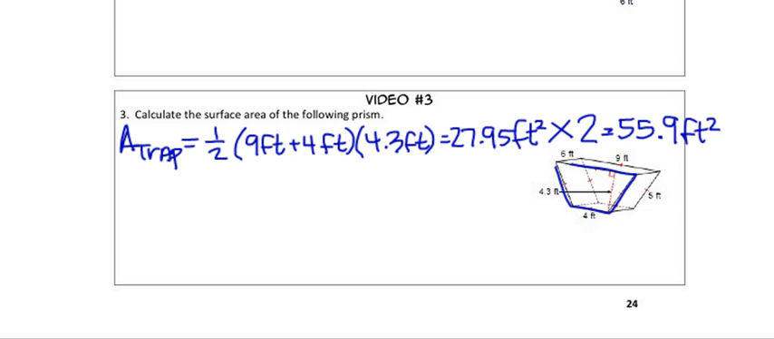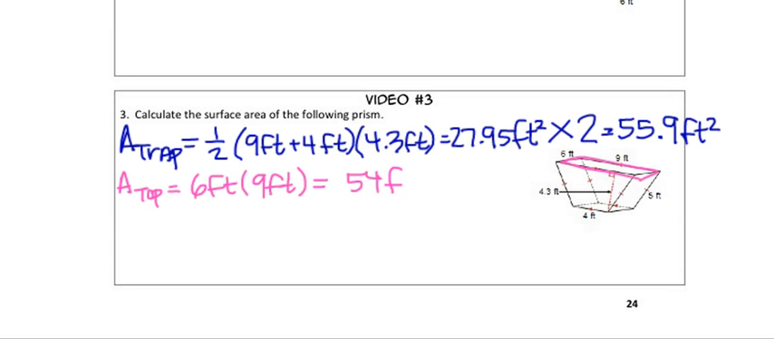Next, I'm going to start looking at some of the lateral faces of this trapezoidal prism. What I'd like to look at is the area of the top part of this prism, which is a rectangle whose base and height are 6 feet and 9 feet. So the area of the top rectangle is going to be our base, 6 feet, multiplied by the height, which is 9 feet, to get an area of 54 feet squared.